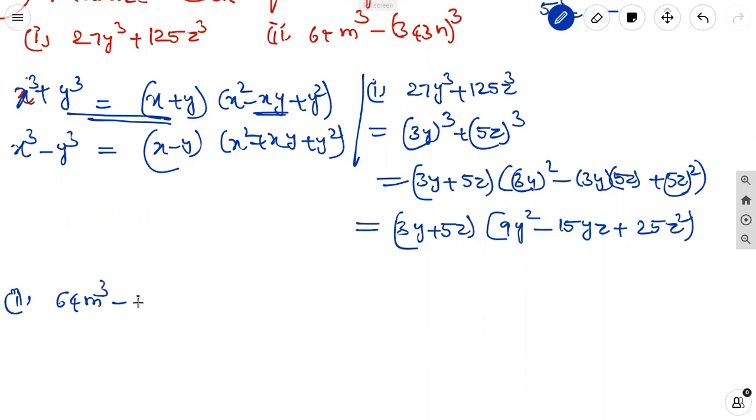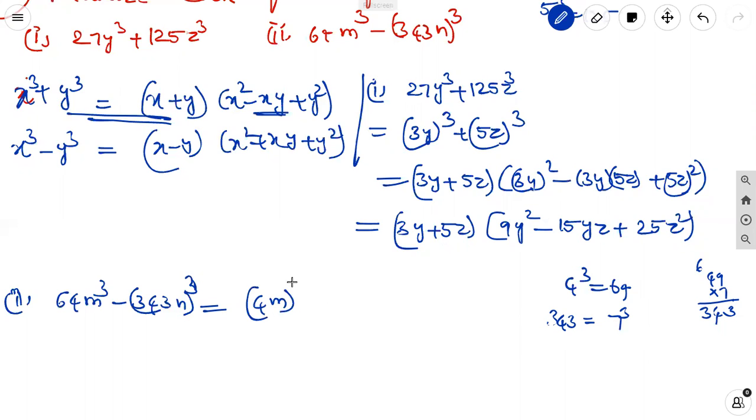64m cube minus 343n whole cube. 64 means we know that 4 cube is equal to 64. What is 343? 7 cube. Just check it out: 7 7s are 49, 49 7s are 343. So 7 cube. Here we can write it as 4m whole cube minus 7n whole cube.